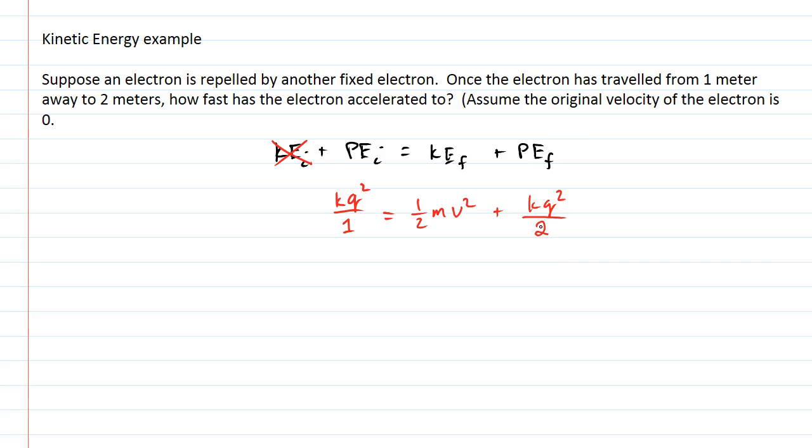So we fill in what we know, and one thing you can realize here is that these are like terms, so I'm going to subtract this to that side. If I subtract that over, I have 1 kq squared minus 1/2 kq squared, so that's going to be 1/2 kq squared. The nice thing about this is there's a half on both sides, so those cancel, and I'm trying to find velocity, so I'm going to divide by m and square root both sides.